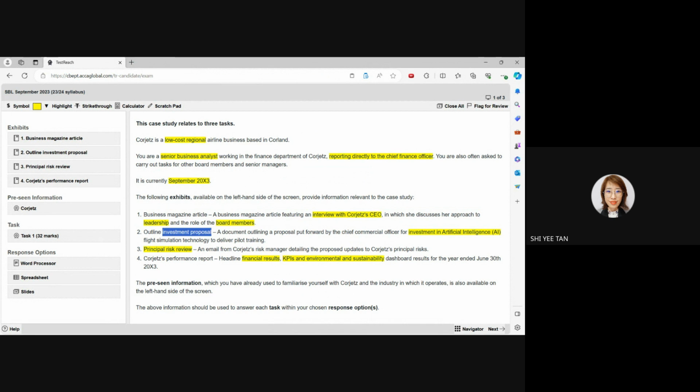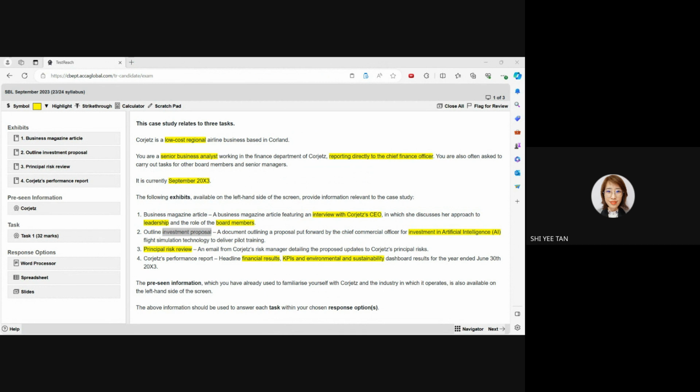When you see risk review, risk register, risk information, risk paper, and so on, they are going to ask you about risk management. Let me tell you. An email from Corjetz risk manager detailing the proposed update to Corjetz principal risk. What's the meaning of principal risk? Principal risk means important risk, I would say like this. It means important risk, the major risk faced by this company called Corjetz.